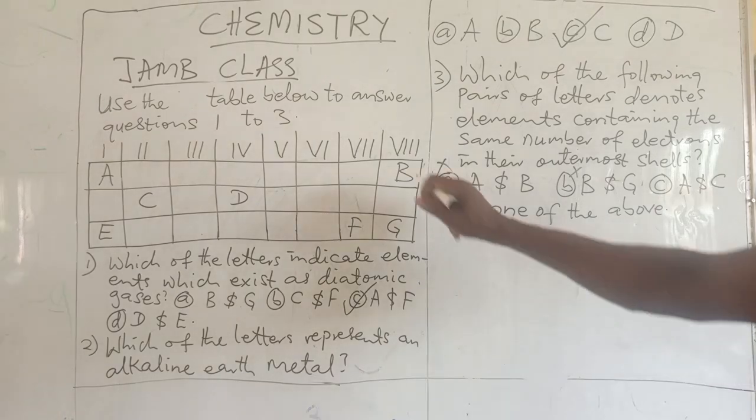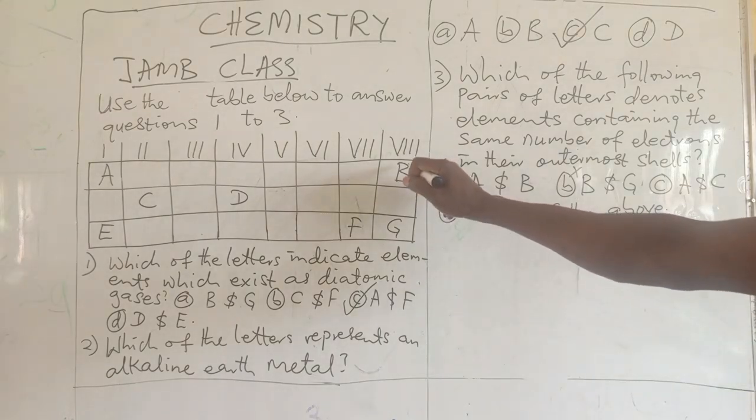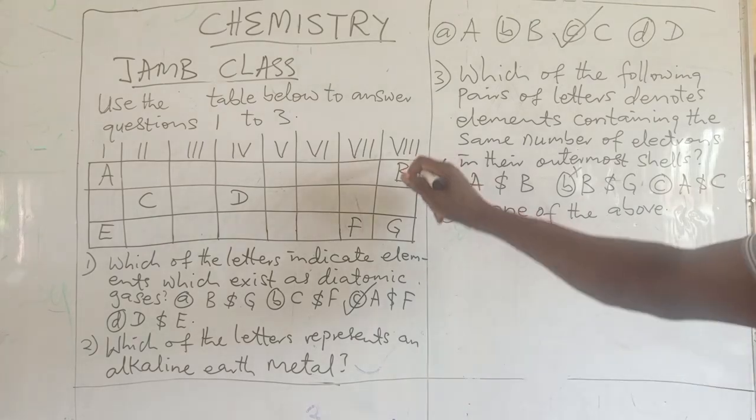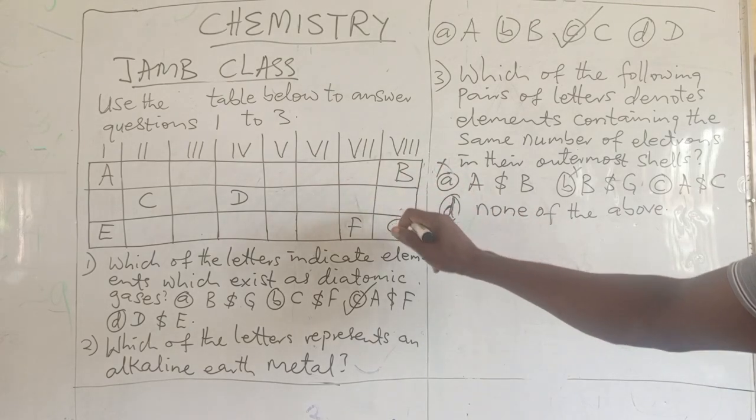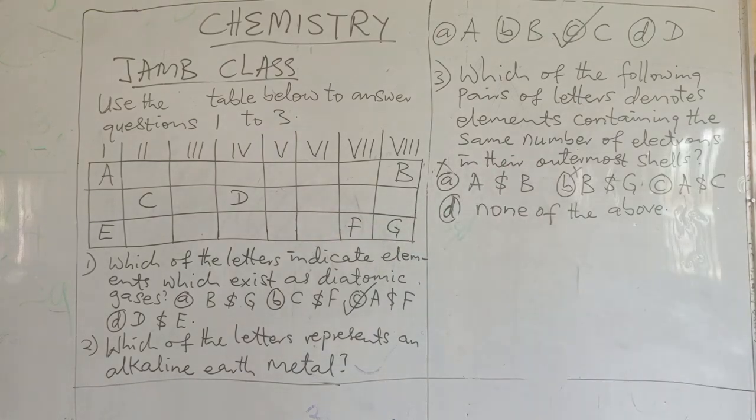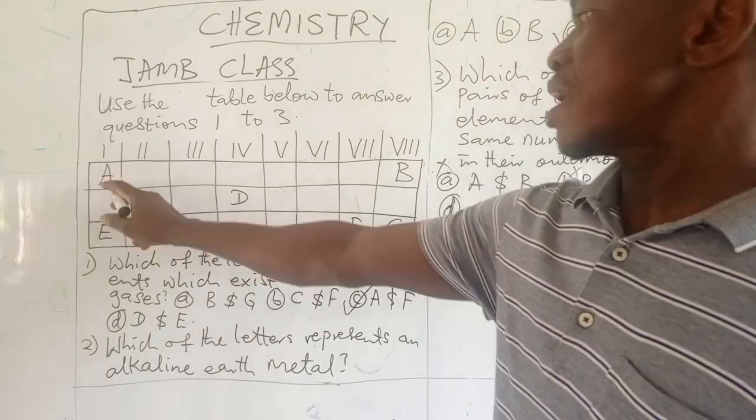It is not true, because this is the first element in that group. Assuming it is here, another element is here. So this and this will carry the same number of electrons, not the first one. So this is wrong. A and C. They said A and C.